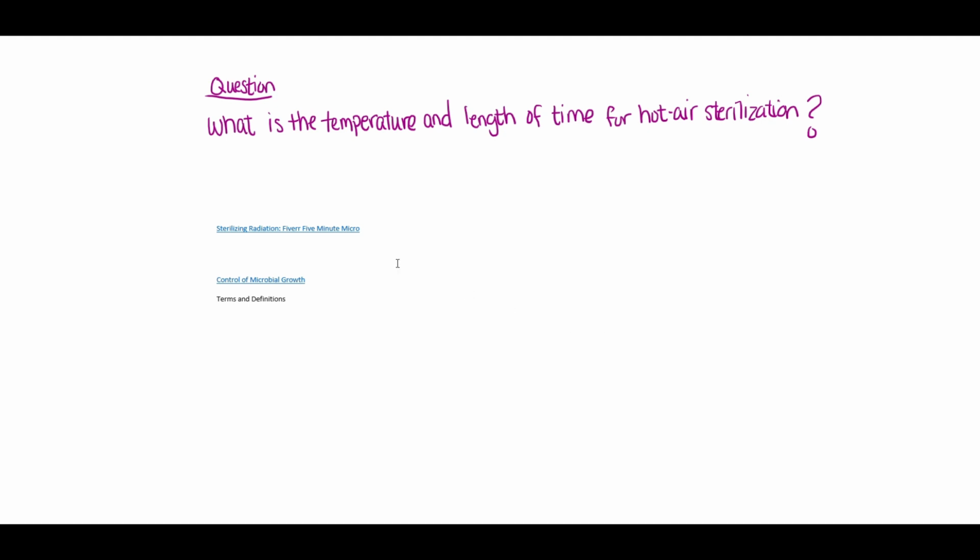Now, the last two topics, we have sterilizing radiation, using ionizing radiation and non-ionizing radiation. I have a video that will be in the description box that you can view and study, and in that video I test your knowledge. I do the same thing for the terms and definitions of control of microbial growth. That video will also be in the description box, and I go over the terms and definitions. We study it together, and then I test your knowledge in that same video.